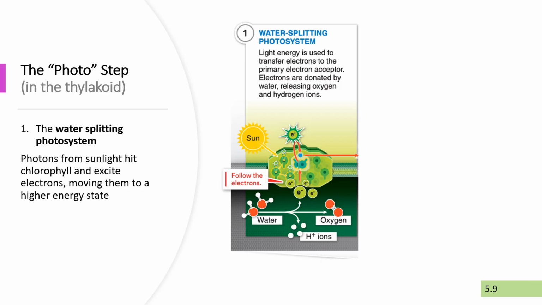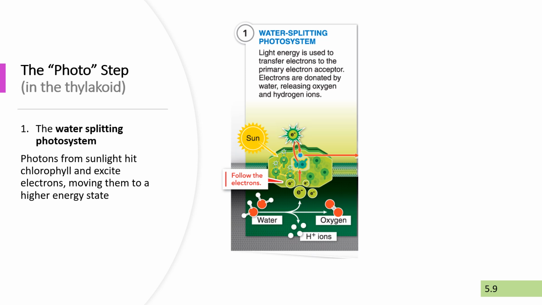Now let's look at what is happening in the photoreaction. This is a complicated process, so you may want to pause or rewatch this video several times as you figure out what's going on. As we move through, follow the electrons. Watch where they're going, and that will help you understand the process.